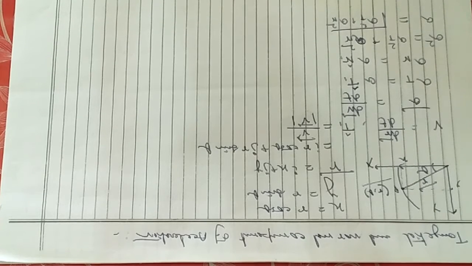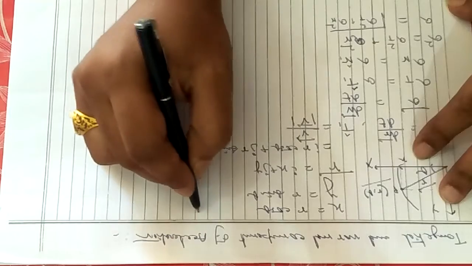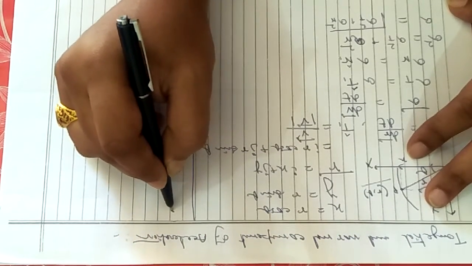This is simple calculation. Now we are going towards one particular coordinate system, and the coordinate system we are now going to consider is, suppose, the cylindrical coordinate system.